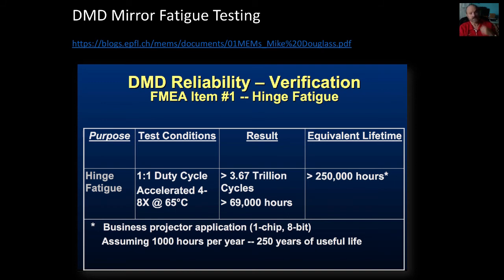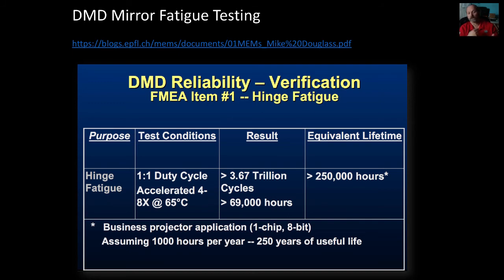So what Texas Instruments did was they took many of these chips and they ran them under a certain frequency, and they could run all the 600,000 or so mirrors on one device at the same time. So they can turn them all on and off at the same time, and then they would check to see if they still work. And it's easy to tell if they don't work. They're either stuck on, so the pixel's always white, or they're stuck off and the pixel's always black.